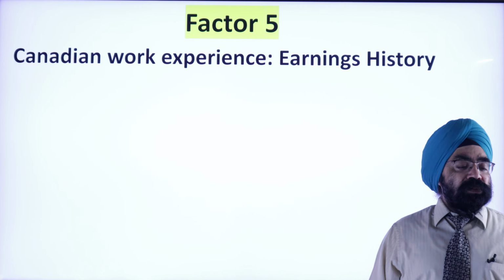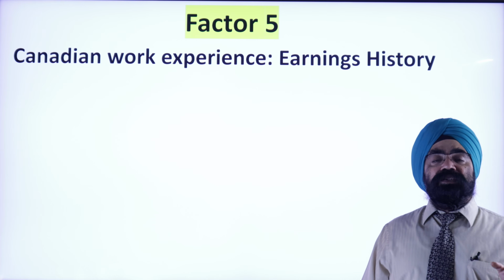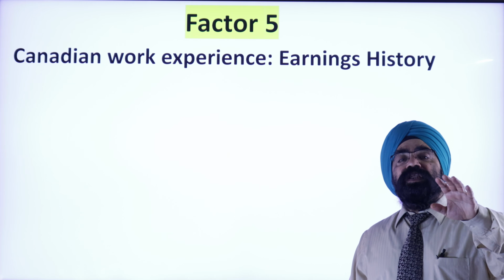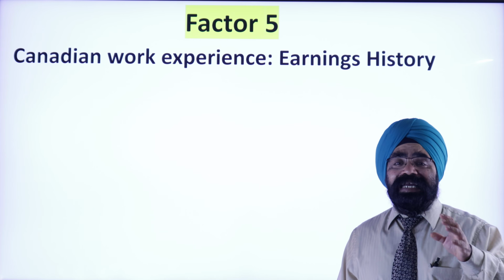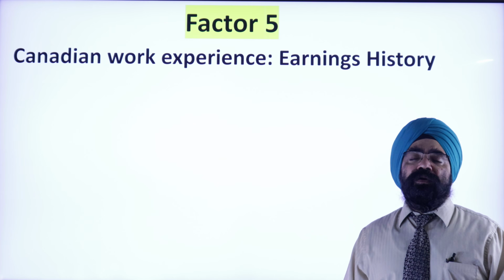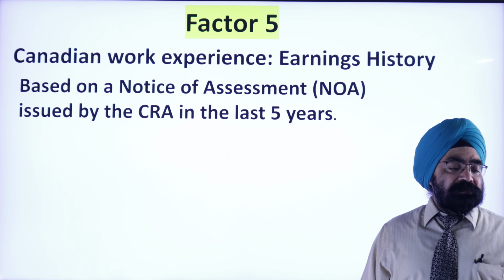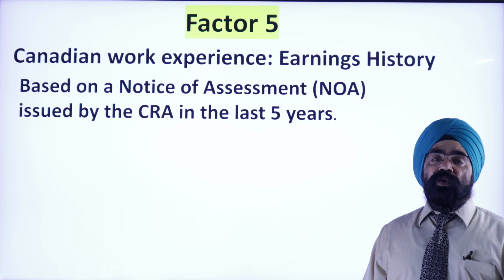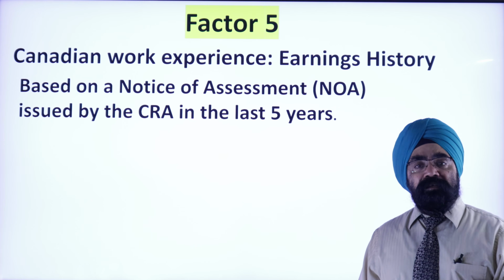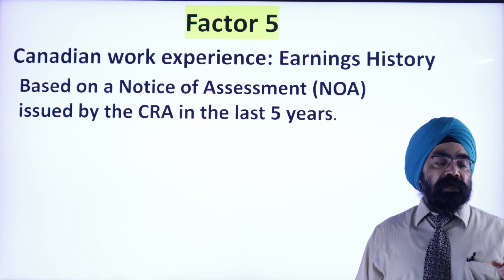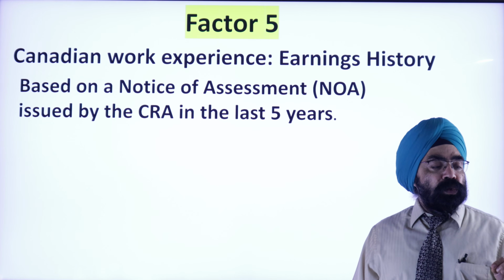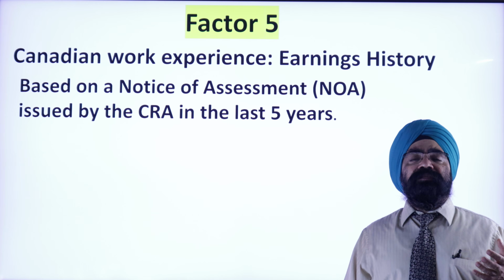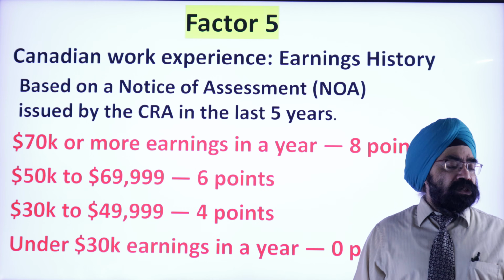Factor 5 is your notice of assessment, your earning history. Notice of assessment is the only way. They don't consider what is in your bank. What you have declared to CRA, that is important. For the notice of assessment in the last 5 years, if less than 30,000, you get 0 points. 30,000 to 50,000, you get 4 points. 50,000 to 70,000, you get 6 points. More than 70,000, you get 8 points. So this is how the points are.